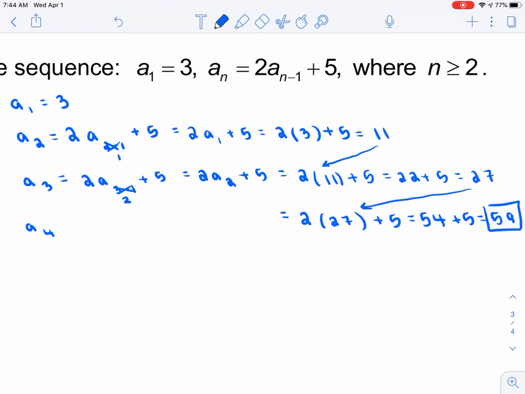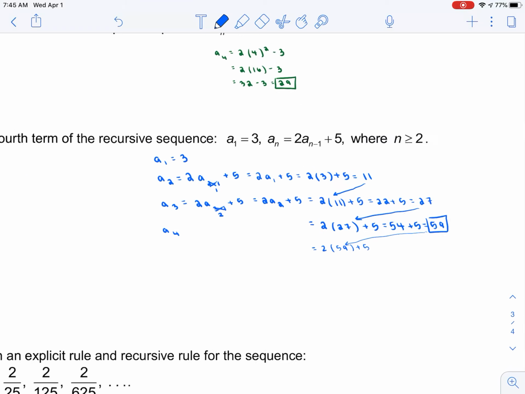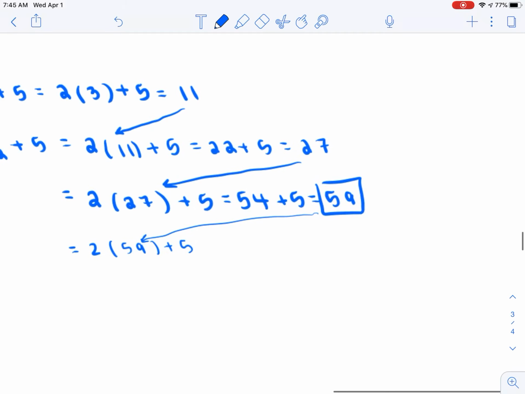If I wanted to find the fifth term, please note that I would have to do 2 times 59 plus 5. You see how you just keep taking that answer you got, multiplying by 2, and then adding 5. Since they wanted the fourth term, we can stop with the 59.